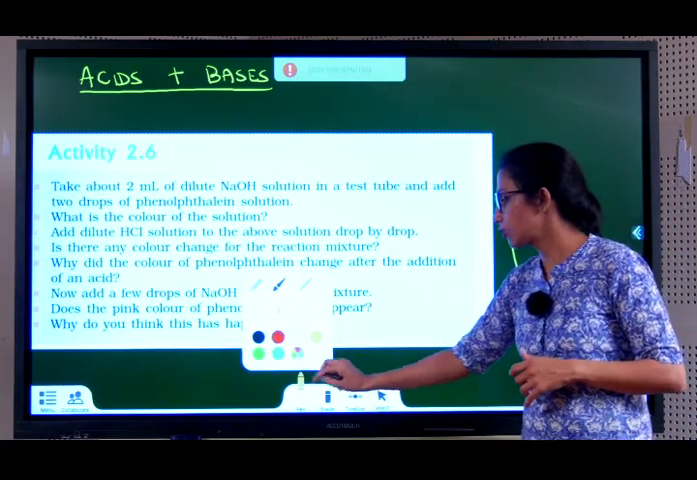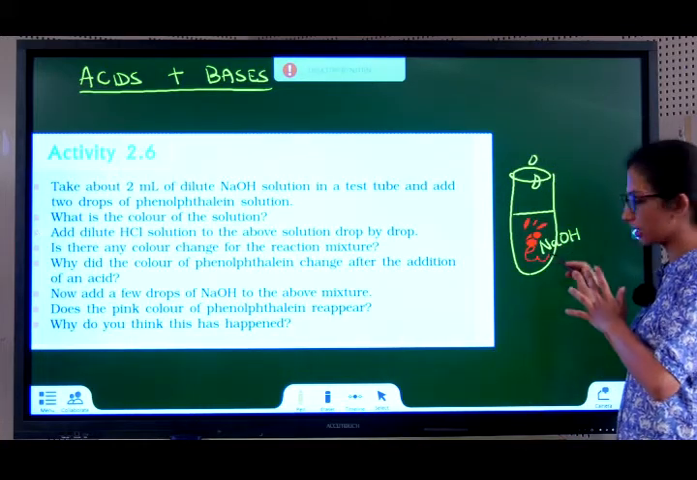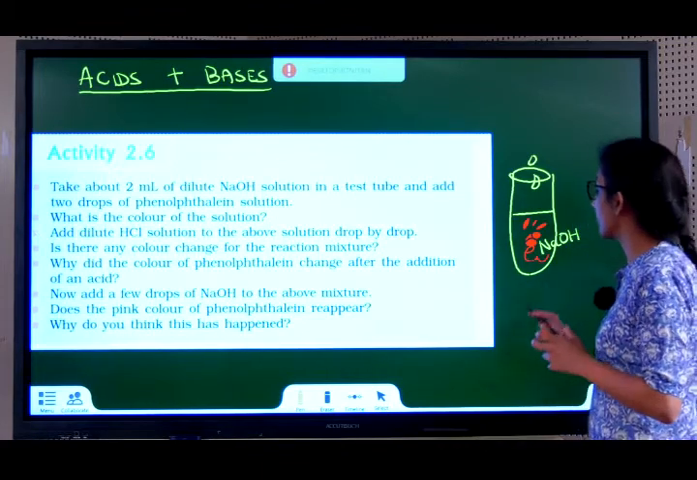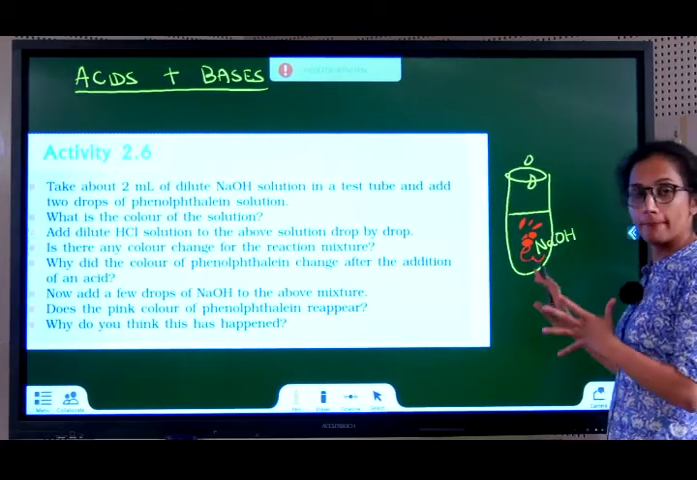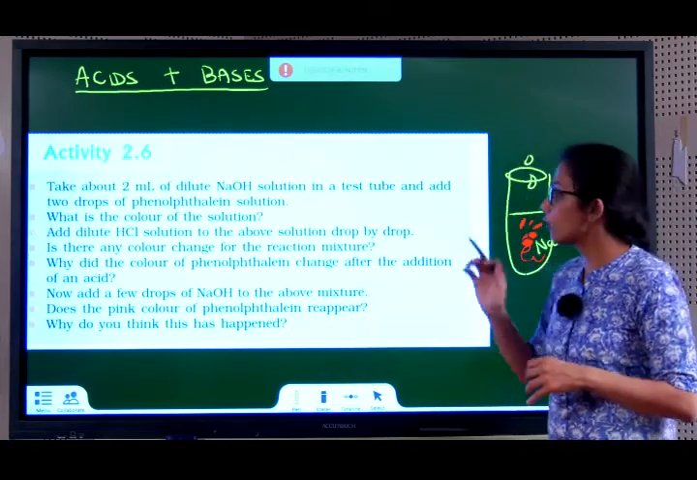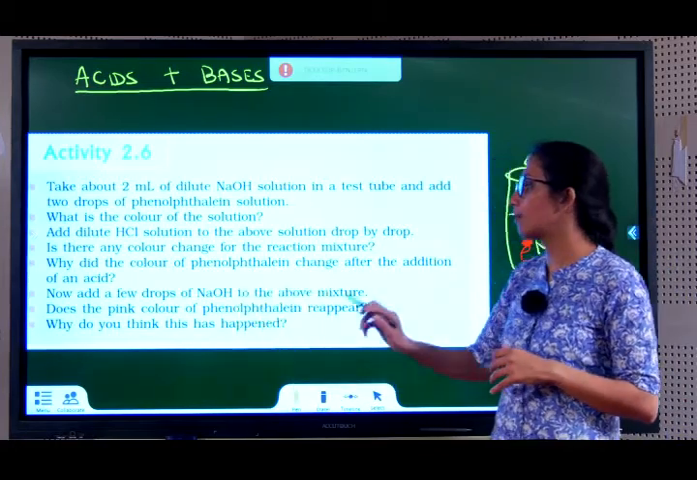The color of the solution turns pink. I don't have pink color here, so I'm putting red. So the color of the solution turns pink. Now it is a pink color solution. So what is the color of the solution? Answer is pink. Now to this, add HCl to the above solution drop by drop.